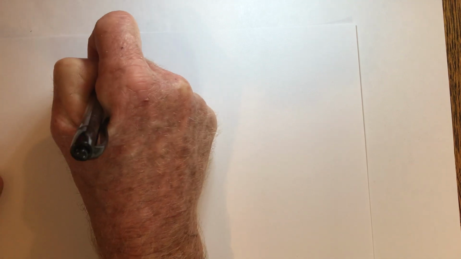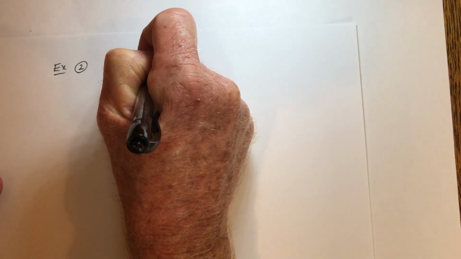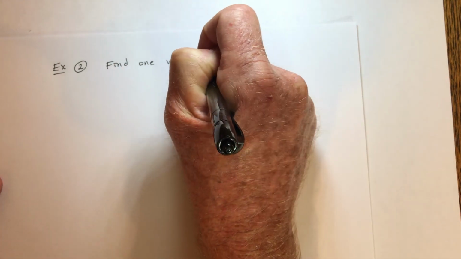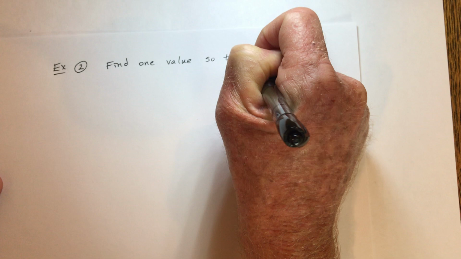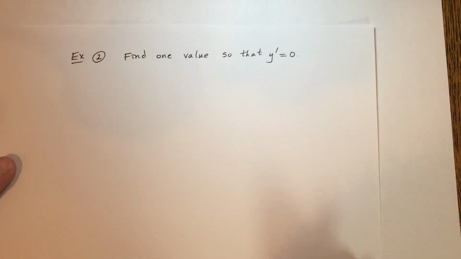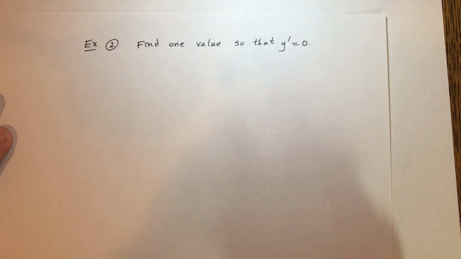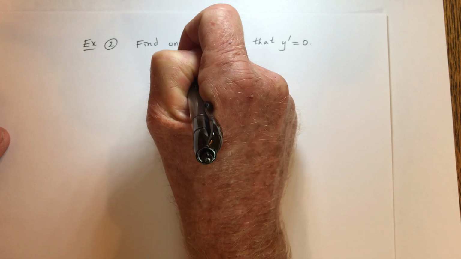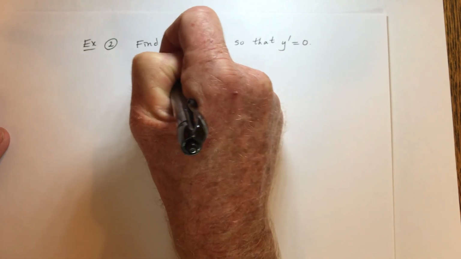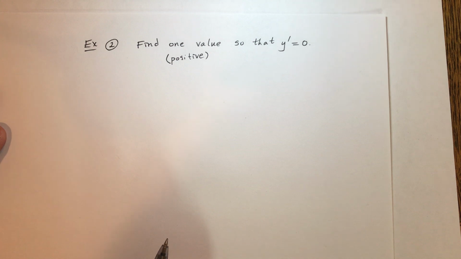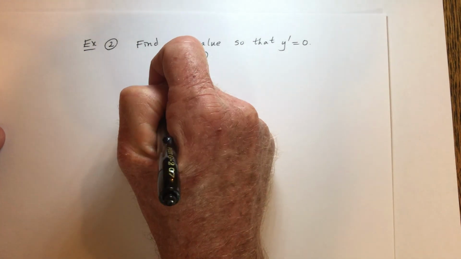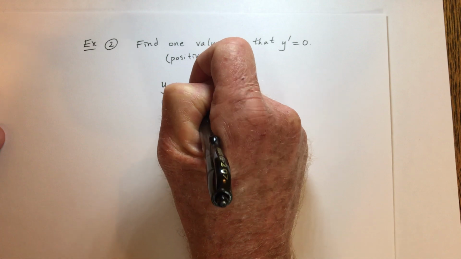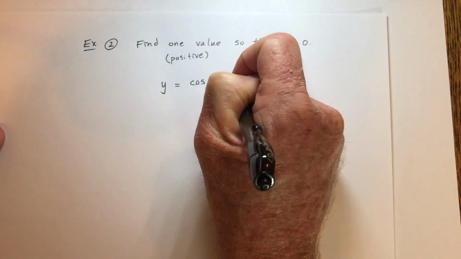Now on to example number 2. Find one value so that the derivative is equal to 0. And to make it even more interesting, have it be one positive. One positive value that makes the derivative equal to 0. And the function for this one is going to be y equals cosine of the square root of x.